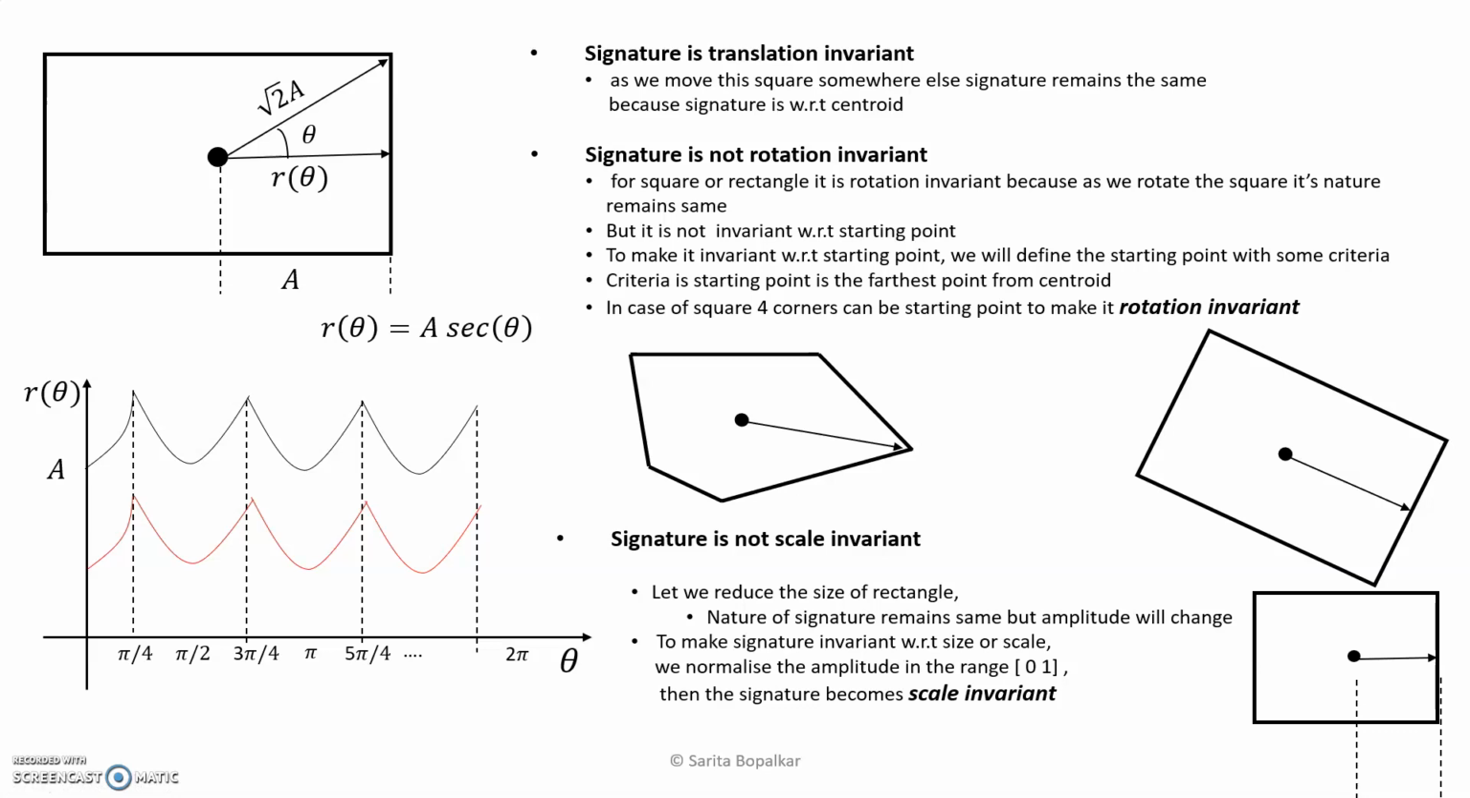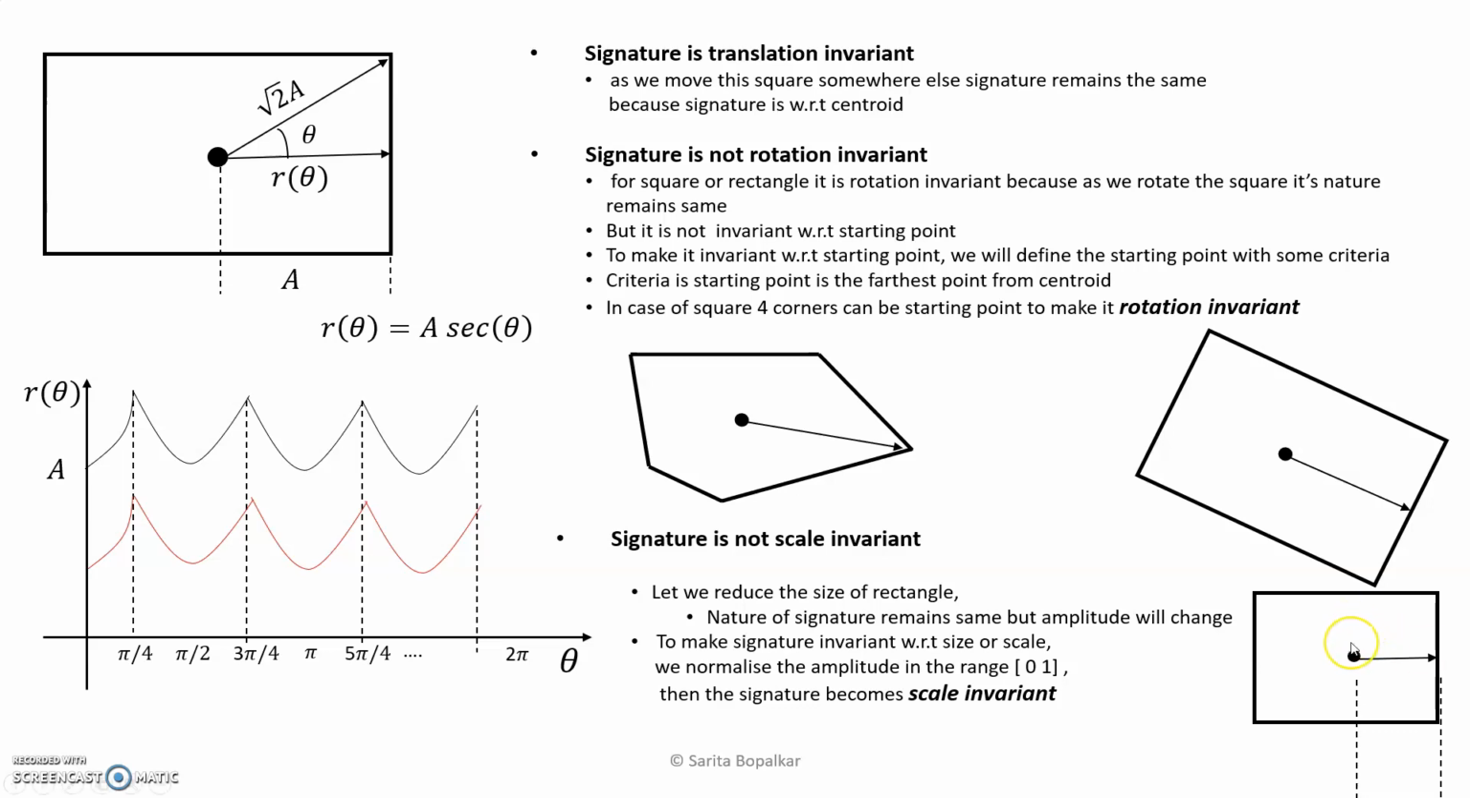So how can we make this scale invariant? To make the signature invariant with respect to size or scale, we normalize the amplitude in the range 0 to 1. Then the signature will become scale invariant. That means for any object, instead of representing the distance from the centroid between minimum and maximum, we make the minimum distance 0 and the maximum distance 1. We normalize that distance so that we can make the signature scale invariant.